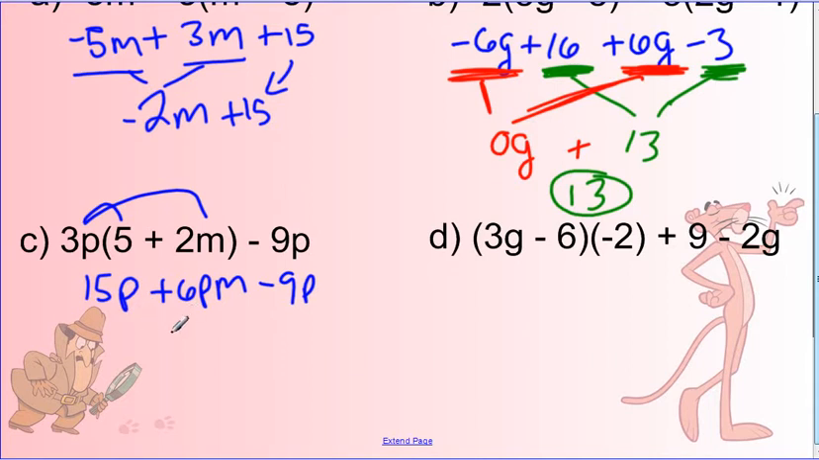Now, like terms. Well, here we have a p. Here we have a p. This guy is different because he has a p and an m. So he does not have the exact same variables as the other two. So he's not going to be combined. So let's combine 15p and negative 9p. 15 and minus 9 gives you 6p. And then this guy comes along for the ride, 6pm.